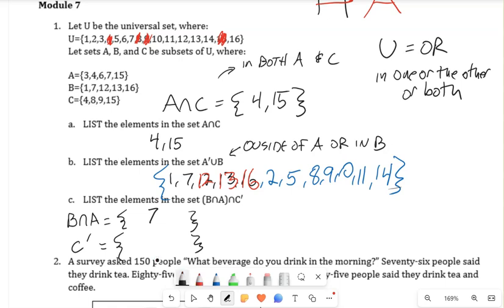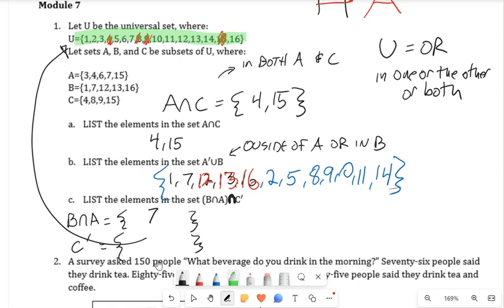There's a bunch of stuff outside of C. In fact, it's so much that maybe we just look at this list right here as outside of C. And then just compare what is in both the set of 7 and outside of C.